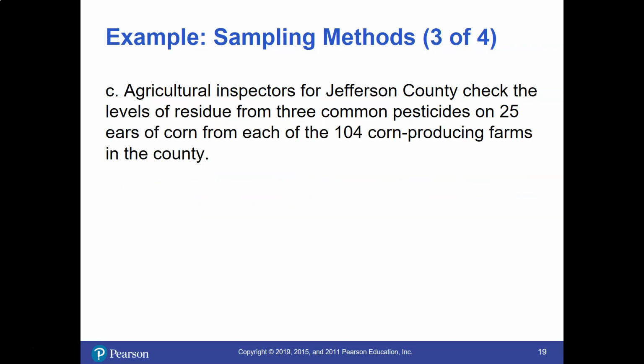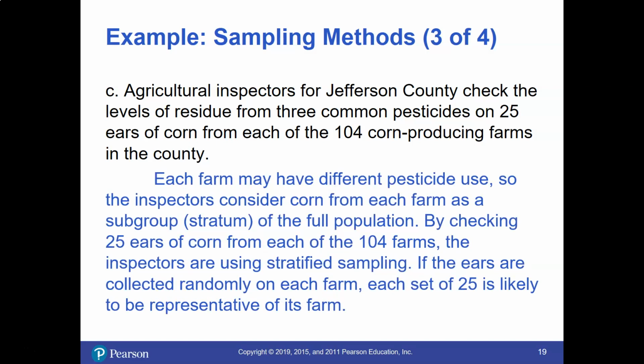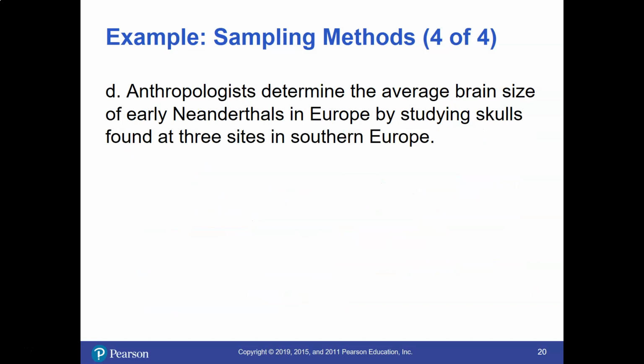All right, so agriculture inspectors check the levels of residue, one of the ones we looked at earlier, on 25 years of corn from each of the 104 corn producing farms in the county. So kind of they're grouping them here. So that should be an example of stratified sampling. Yeah. So they are using stratified sampling based on each of the farms. So those are the groups. Anthropologists determine average brain size by studying skulls found at 3 sites in Southern Europe.